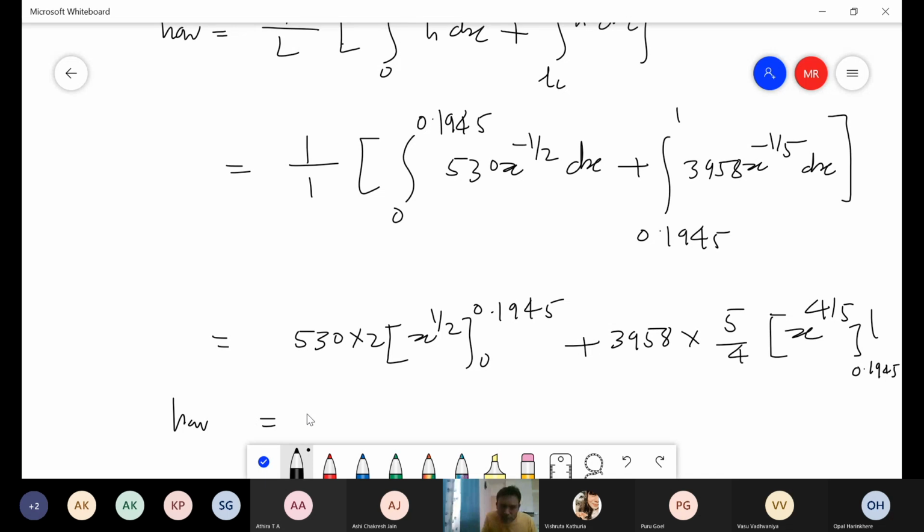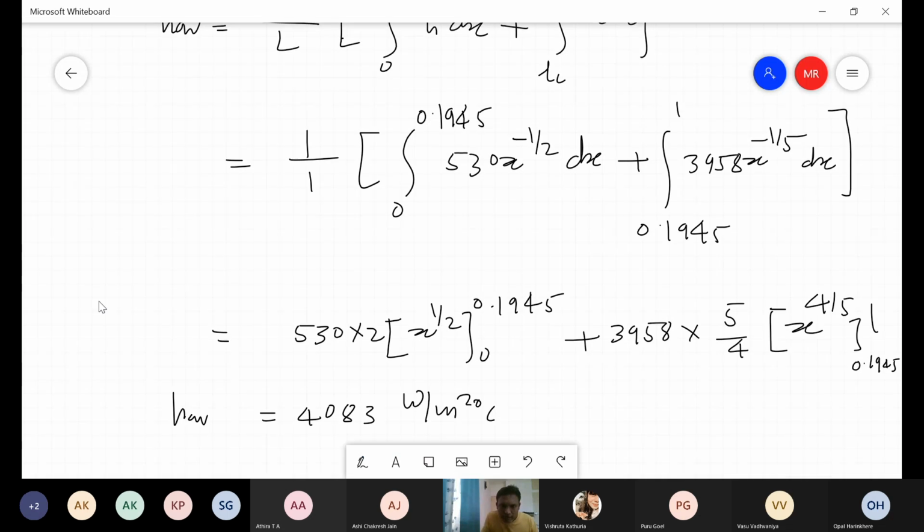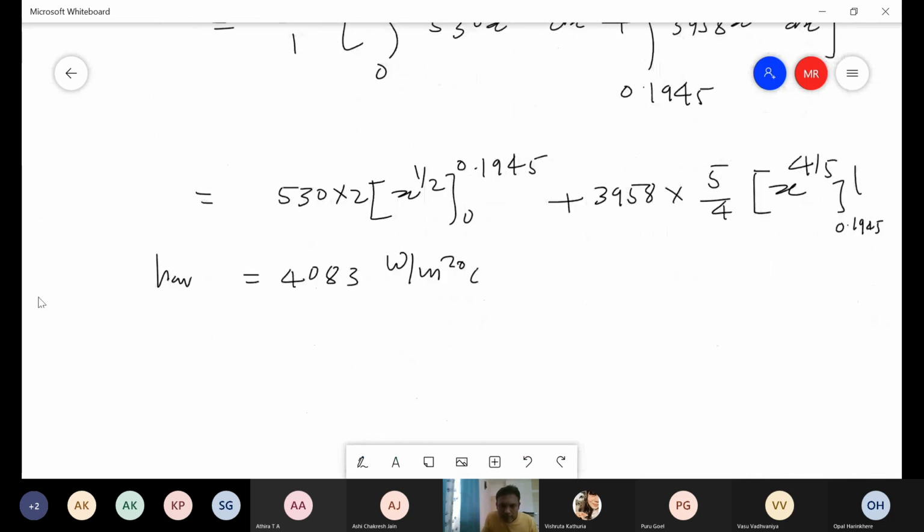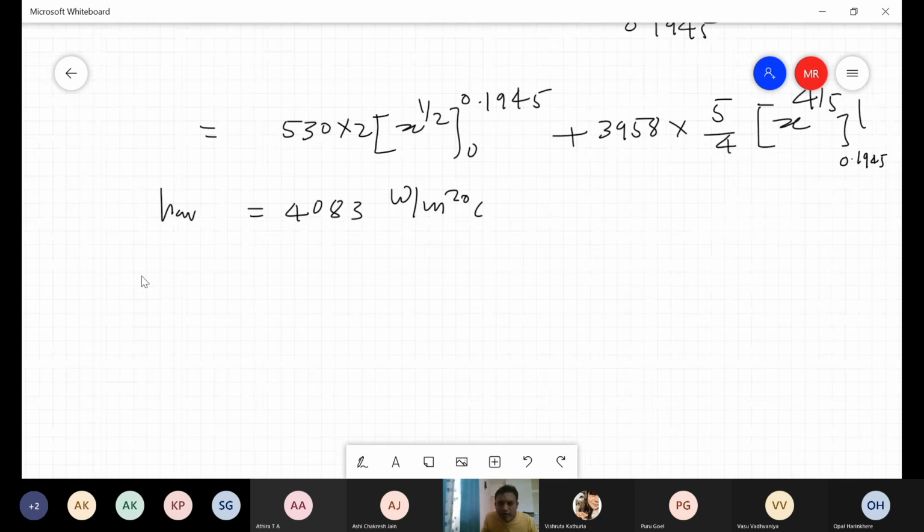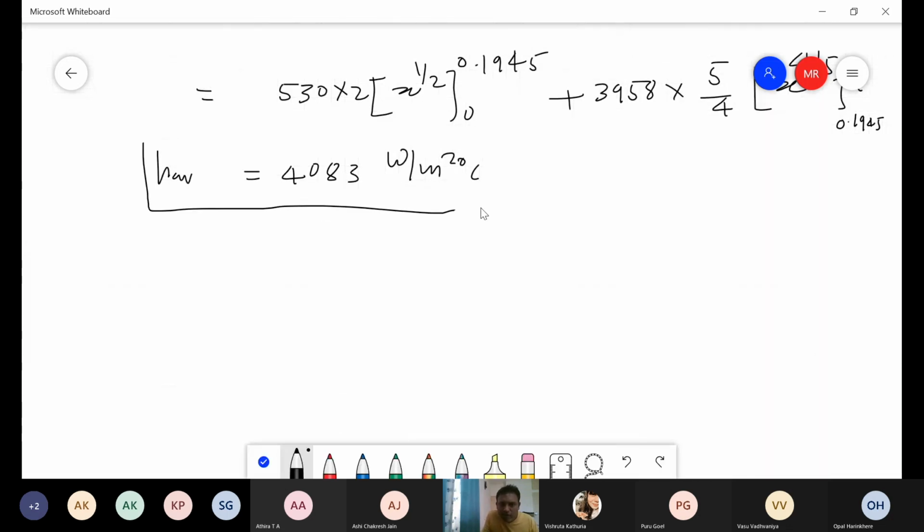H average is 4083 watt per meter square degree Celsius. So is it clear? We have integrated over the length and obtained the average value of the heat transfer coefficient. Is it clear to everyone?